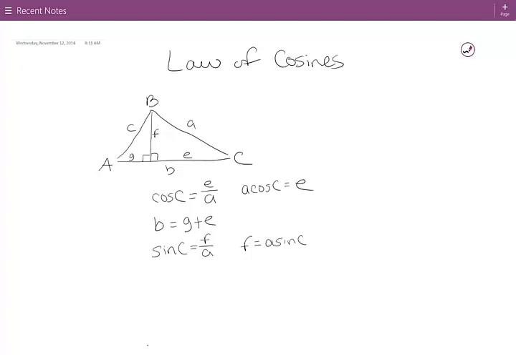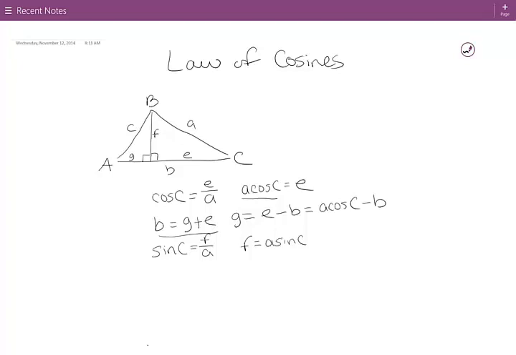Alright, so looking at this, let's get an equation for G as well. Using this equation right here, if B equals G plus E, then G must equal B minus E, and we have an equation for E, that's A cosine of C. So therefore, G must equal A cosine of C minus B.